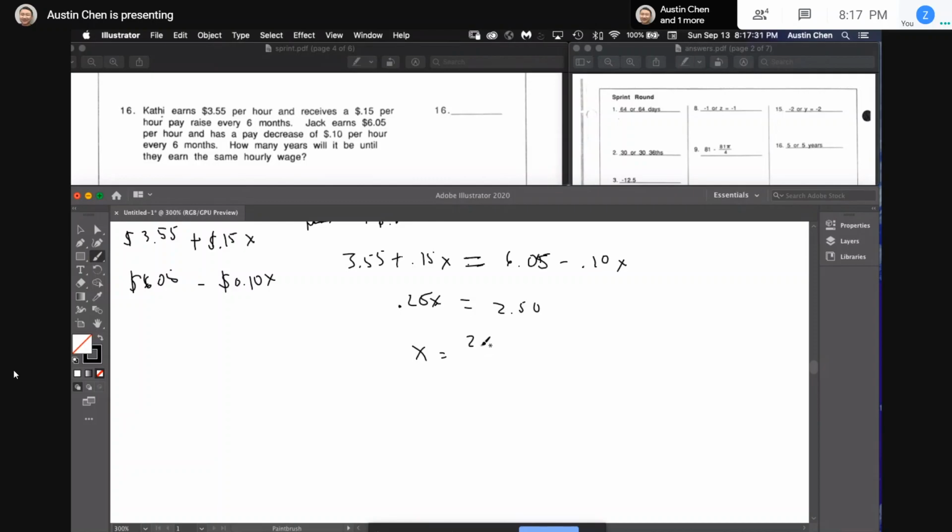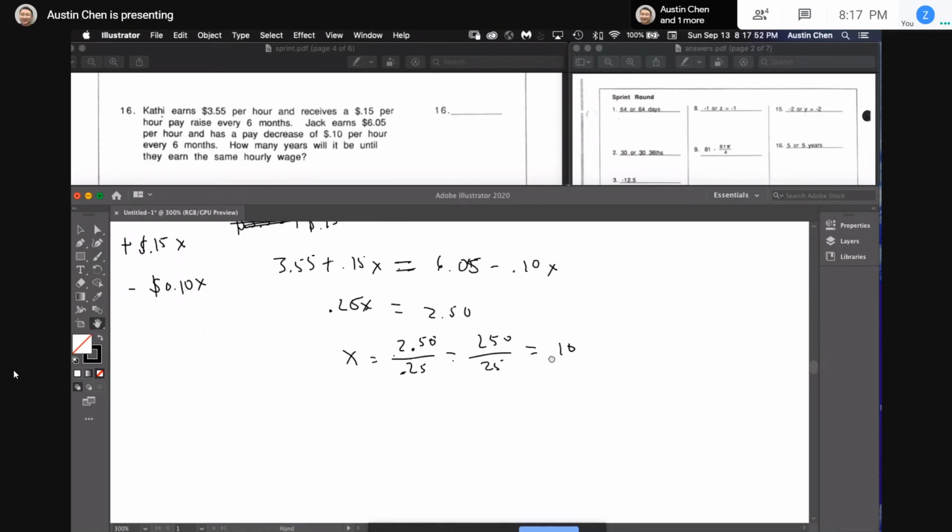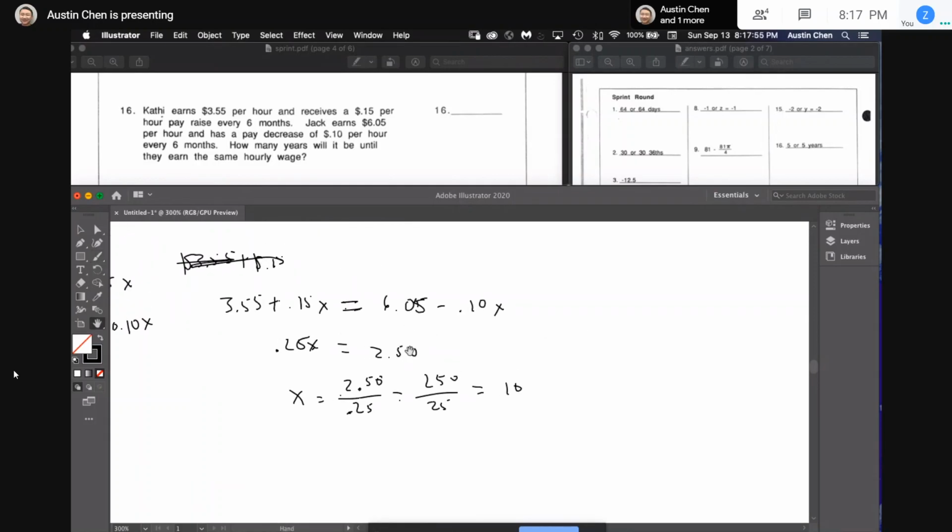So x is going to equal 2.50 over 0.25. You can multiply top and bottom by 100, moving the decimal place 2 places to the right. So that will give us 250 over 25. So that is just 10. And we define x as every 6 months, right? So there are 2 6-month periods in a year. So if we have 10 6-month periods, it will take 5 years for them to have the same hourly rates. And that's the answer.